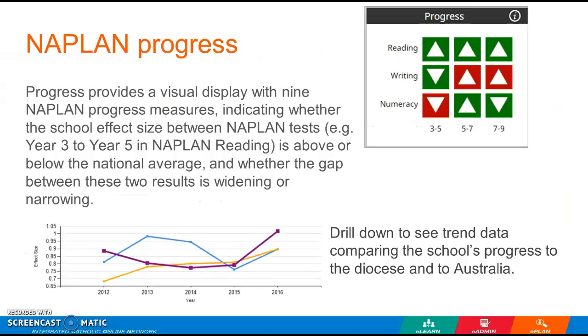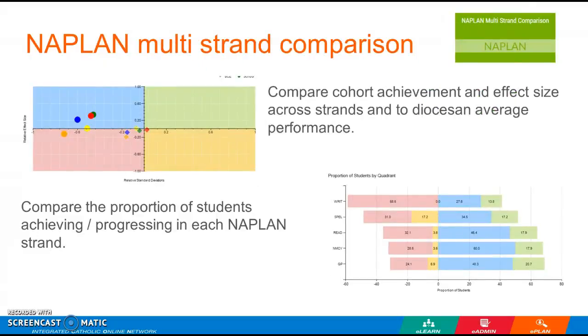NAPLAN Progress on the Leadership dashboard provides a visual display indicating whether the school effect size between NAPLAN is above or below the national average and whether the gap between these two results is widening or narrowing. From there, the principal can drill down to see trend data comparing the school's progress to the diocese and to Australia. NAPLAN multi-strand comparison compares cohort achievement and effect size across strands and to diocesan average performance. It also compares the proportion of students achieving and progressing in each NAPLAN strand.